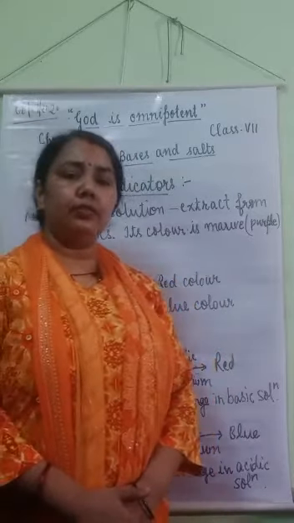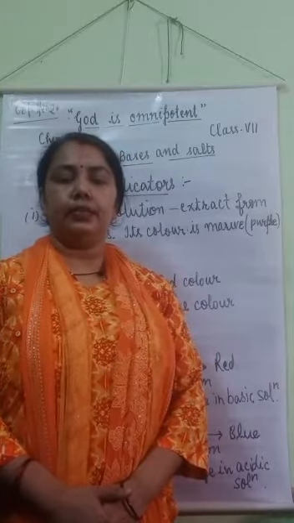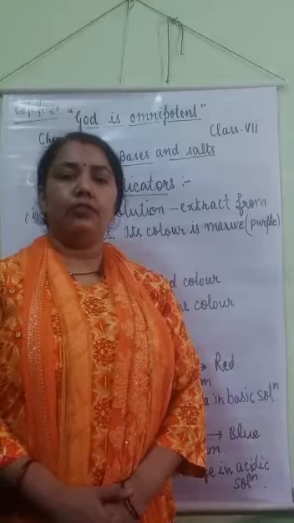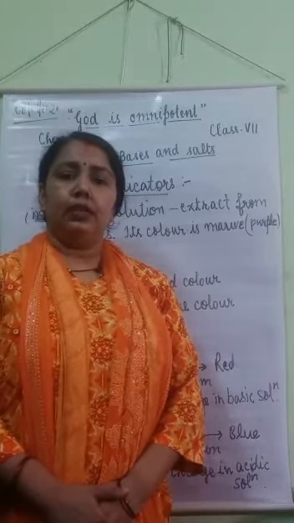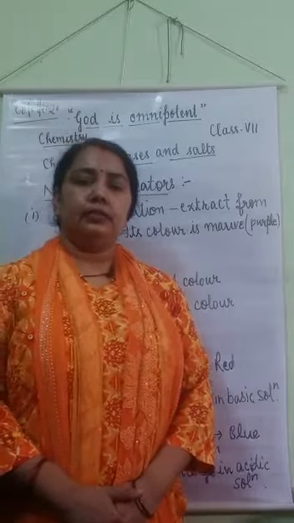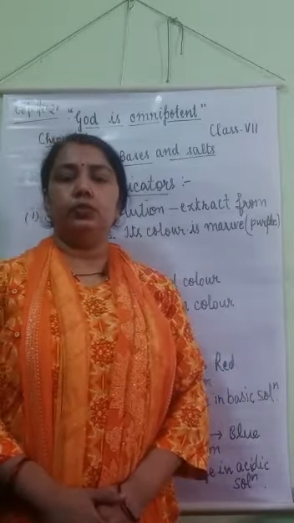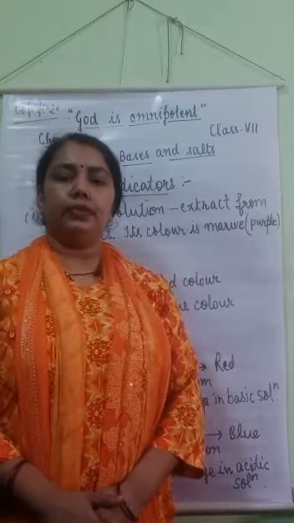In the previous session of this chapter, we have studied acidic substances and basic substances and the properties of acids and bases. We also came to know about indicators. Indicators are those substances which are used to test the acidic and basic nature of substances.